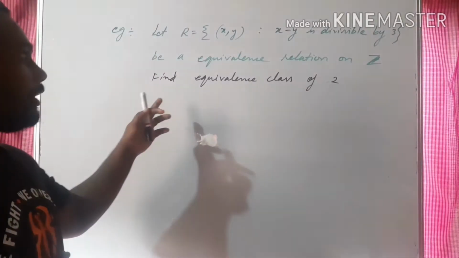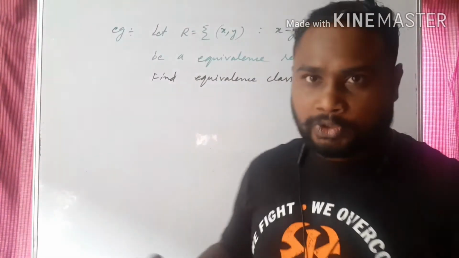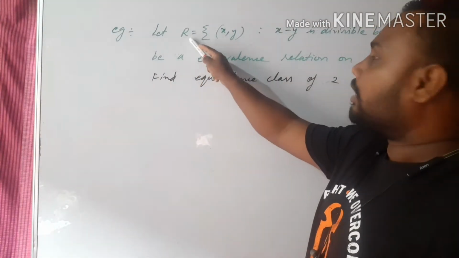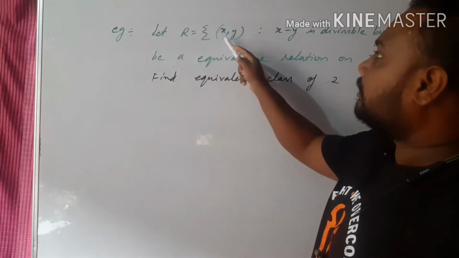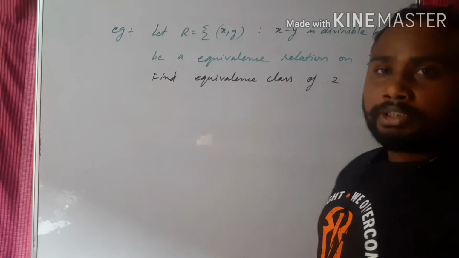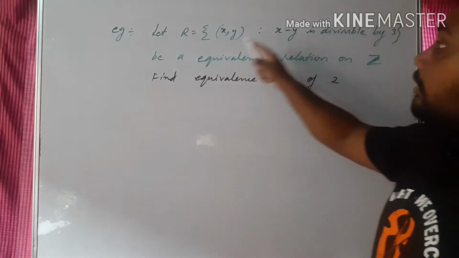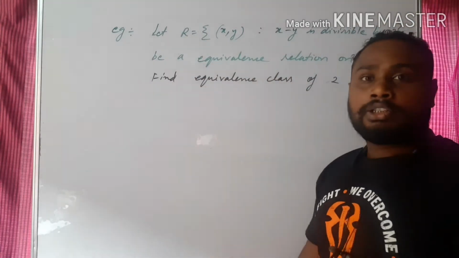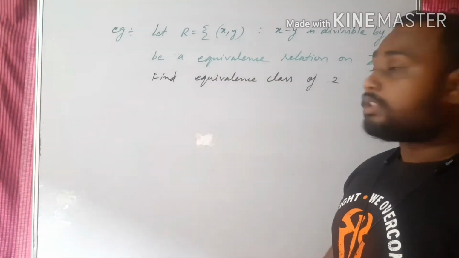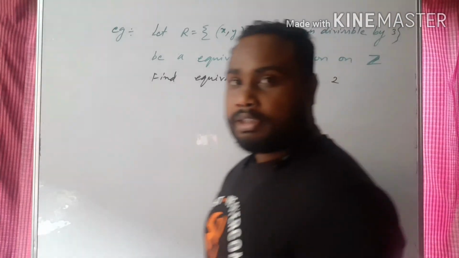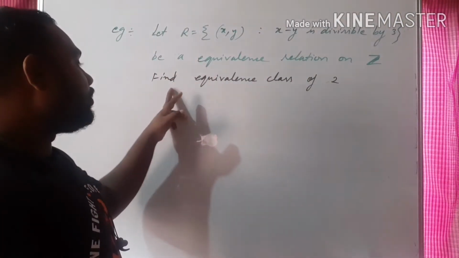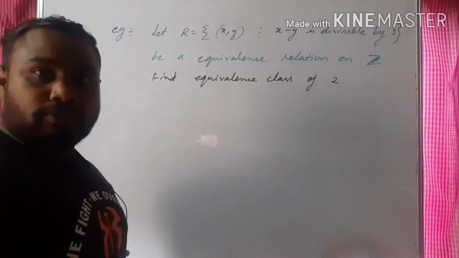So let's see an example of equivalence class. I have taken this example. R is given like this: (x, y) such that x minus y is divisible by 3. If x minus y is divisible by 3, then only (x, y) will be in the relation, and this relation is an equivalence relation on Z. I want to find the equivalence class of 2.